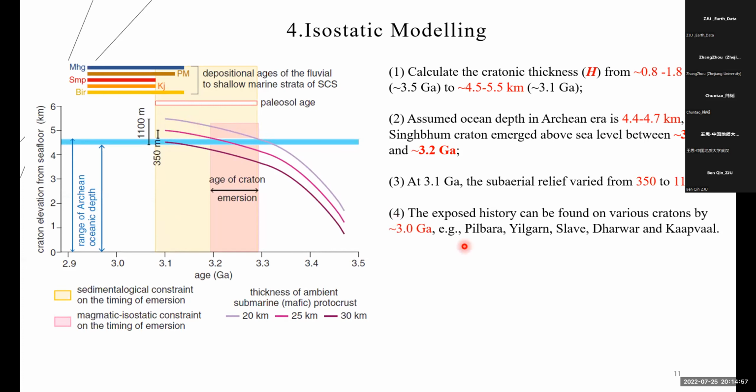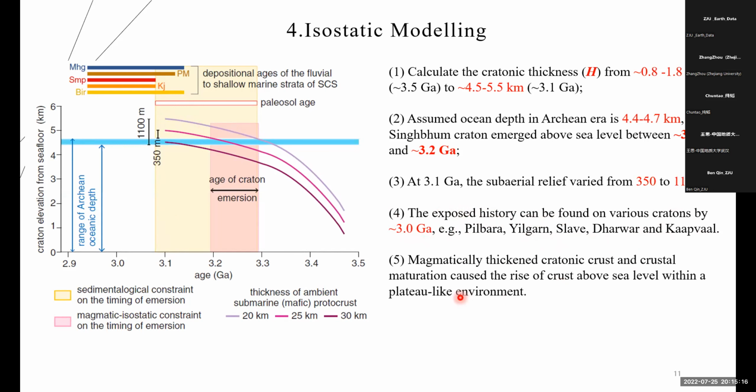They also compared with global ones. So the same history can be found on various cratons by about 3.0 billion years ago, such as the Kaapvaal, Yilgarn, Superior, and Zimbabwe cratons. So in the end, the authors proposed a mechanism that magmatic thickening of the craton crust and crustal maturation caused the first craton crust to rise above sea level in a non-plate tectonic environment.